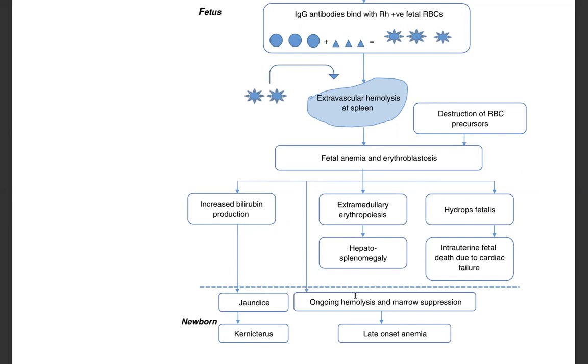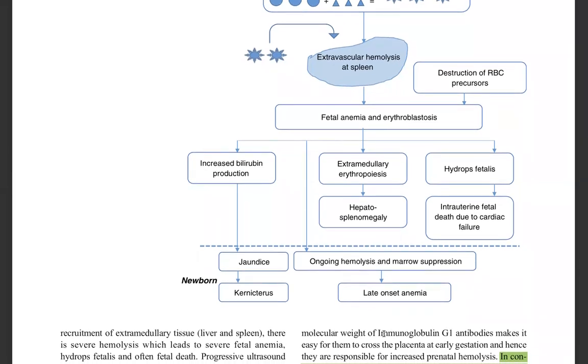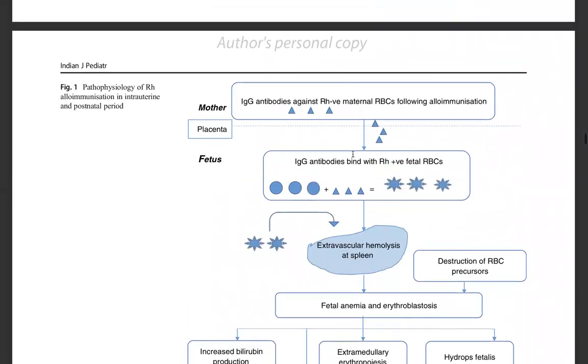What happens once the baby is born? In the mother, the jaundice was handled by the placenta. Once the baby is born, he will be jaundiced within 24 hours, and if not controlled, the baby will develop kernicterus. There will be ongoing hemolysis and bone marrow suppression. The baby may even present with late onset anemia, at 2 or 3 weeks. Even if you do a double volume exchange transfusion, antibodies may still be present in the neonate, with slow hemolysis going on, and they may present with late onset anemia even up to 1 or 2 months. This is the pathophysiology of Rh isoimmunization.